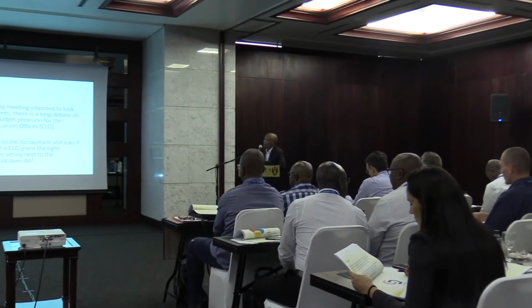Now, when we look at this one, it says, during the project planning meeting intended to look at the resource requirements, there is a long debate on whether or not to make budget provision for the position of a community liaison officer. The project sponsor turns to the accountant and asks if it's necessary to budget for a CLO given the tight budget. Jacques, the PM, is sitting next to the accountant, and the question is, what should Jacques do? Should he make budget or not?